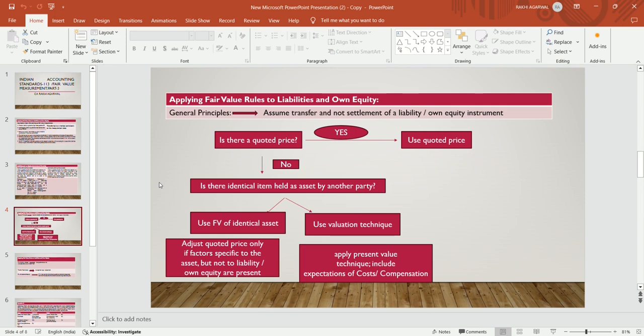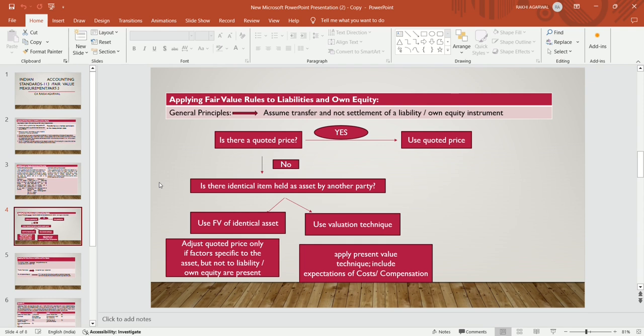Is there any quoted price? If a quoted price is there, yes, then use the quoted price. If a quoted price is not there, then you will check whether there is a similar or identical item held as an asset by another party. If held as an asset by another party is there, then use the fair value of that identical asset. Adjust the quoted price only if factors specific to the asset but not to the liability or own equity are present. Means make some adjustment to that identical item to arrive at your fair value.